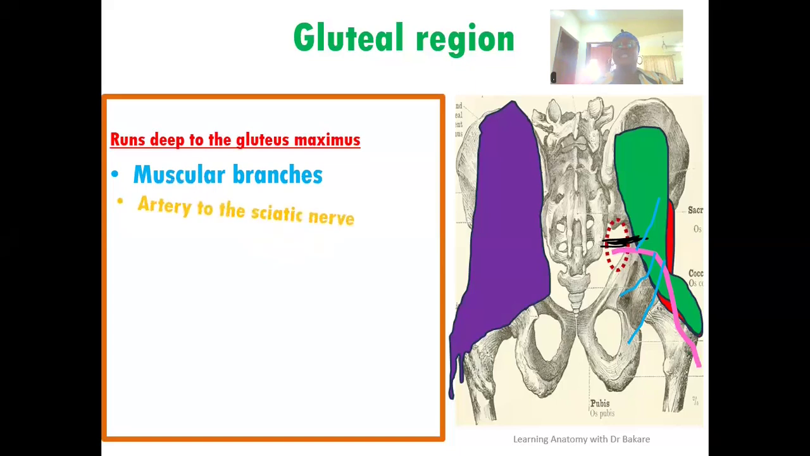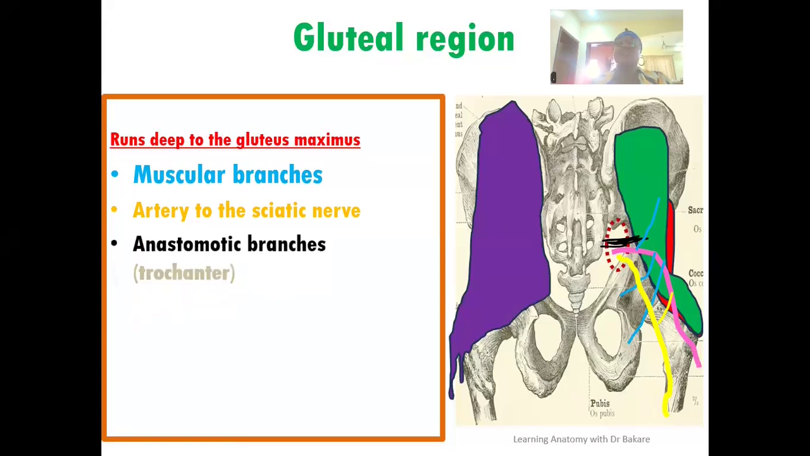Another branch that you see is the artery to the sciatic nerve. This is where we have the sciatic nerve here highlighted in yellow. We know that the sciatic nerve is one of the branches from the sacral plexus, and it is also seen to pass inferior to the piriformis. It also gives a branch to supply the sciatic nerve, and this is what is highlighted also here in yellow. So you have a branch also emerging from the inferior gluteal artery, also supplying the sciatic nerve at this region.